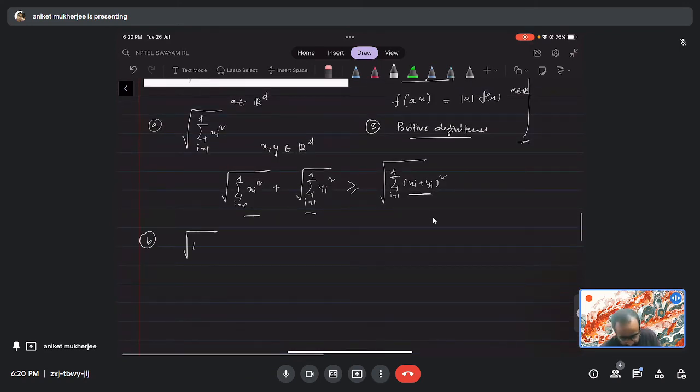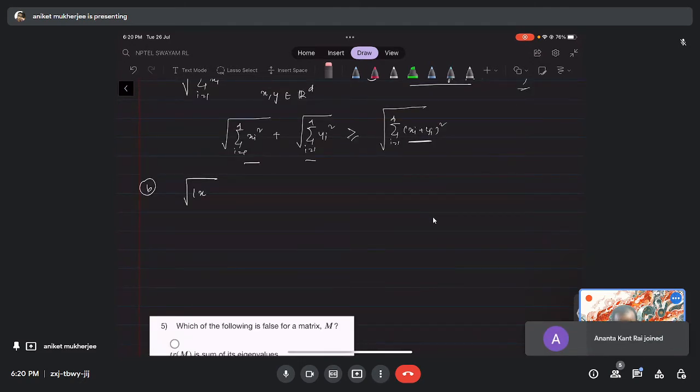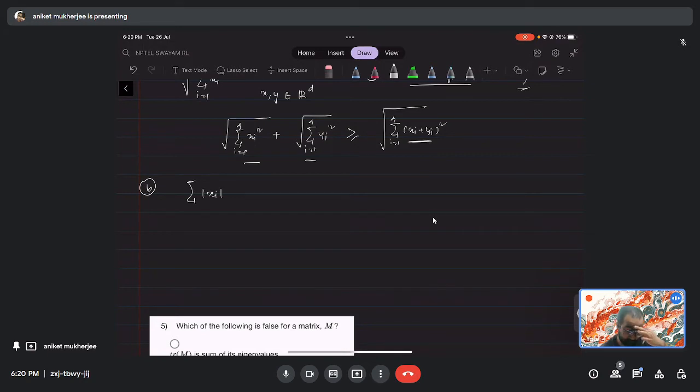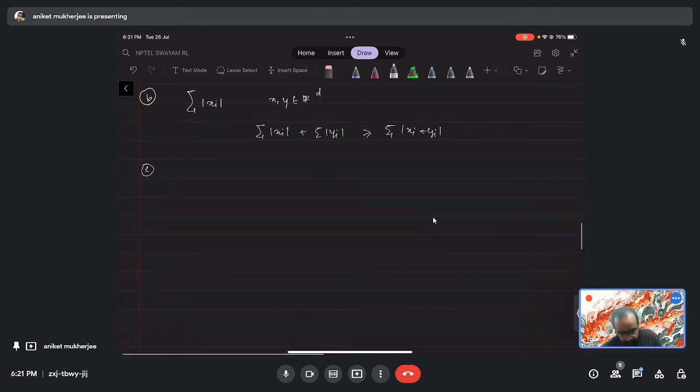Similarly, we have the second one as summation of modulus xi. So similarly, if you have x comma y belonging to the R^d space, from the properties of the modulus function, you can write that summation of modulus xi plus summation of modulus yi is greater than or equal to summation of modulus of xi plus yi. This also follows. So we know that this also follows the triangle inequality.